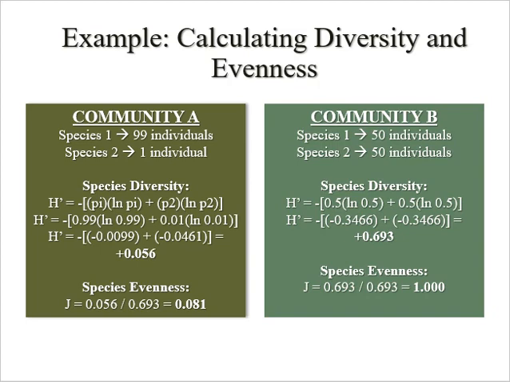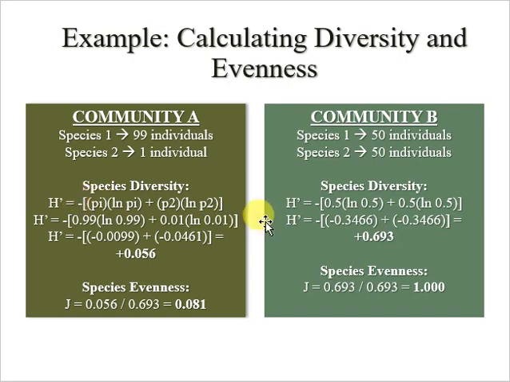So let's calculate species diversity. We're going to calculate species diversity using the Shannon index, using the formula that I've provided before. Now what you do is you basically will calculate that H prime value for each species individually.